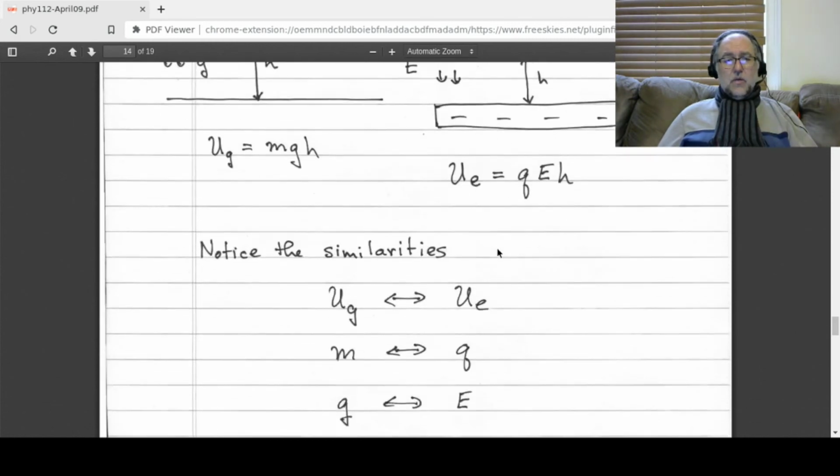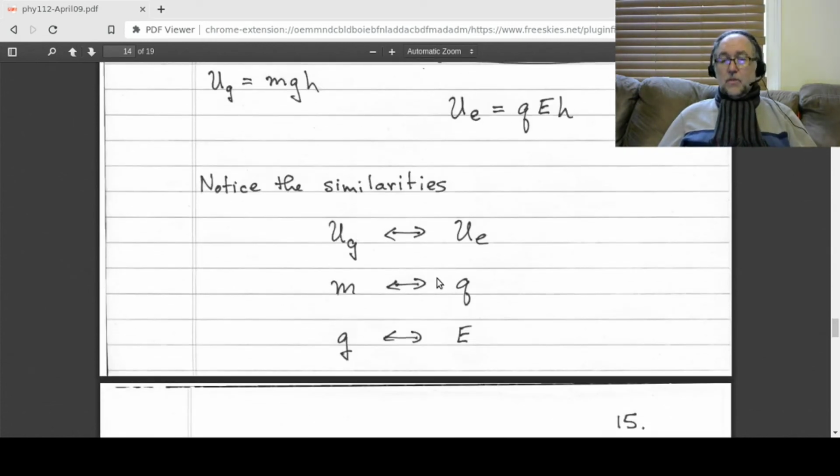And just to make the similarity explicit here, the gravitational potential energy and the electrical potential energy are quite synonymous. If you take mass and replace it with Q, you go from gravity to electricity. If you take g, which remember was the measure of the gravitational field at the surface of the Earth, and you replace it with E, then again you're going from gravitational potential energy to electrical potential energy, and it's h in both of them. It's h because it's the distance in which you've pulled the object into the field.